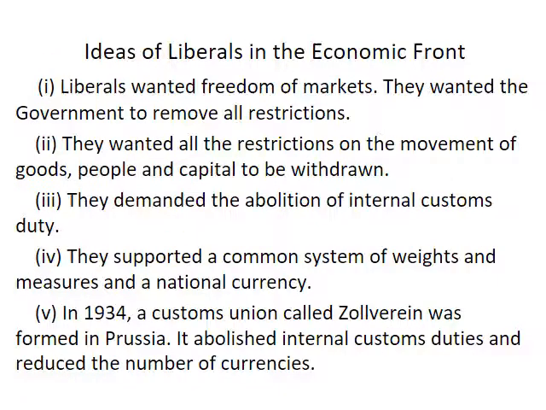Liberals wanted freedom of markets. They wanted the government to remove all restrictions. They wanted all the restrictions on the movement of goods, people, and capital to be withdrawn. They demanded the abolition of internal custom duties. They supported a common system of weights and measures and a national currency. In 1834, a customs union called Zollverein was formed in Prussia. It abolished internal custom duties and reduced the number of currencies.